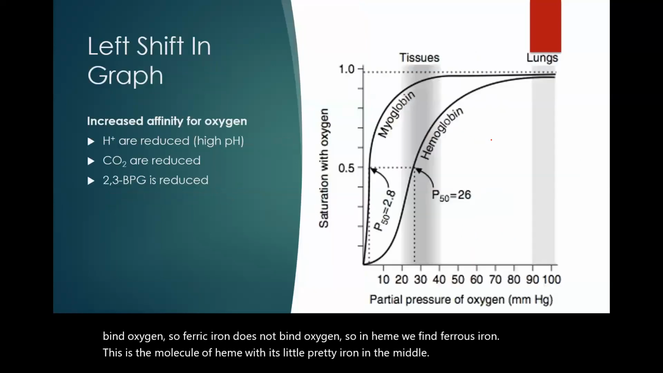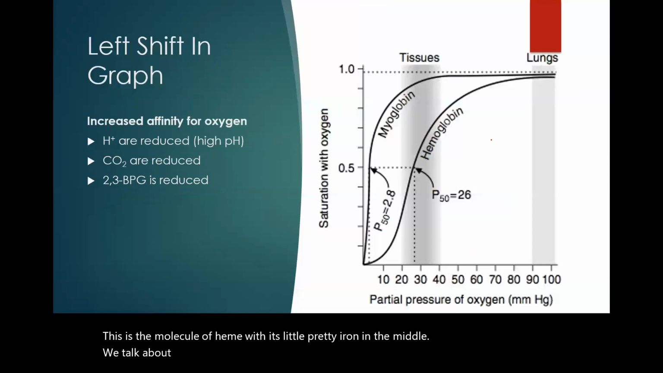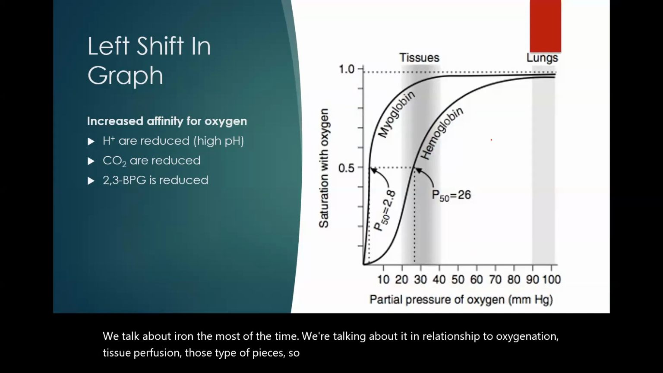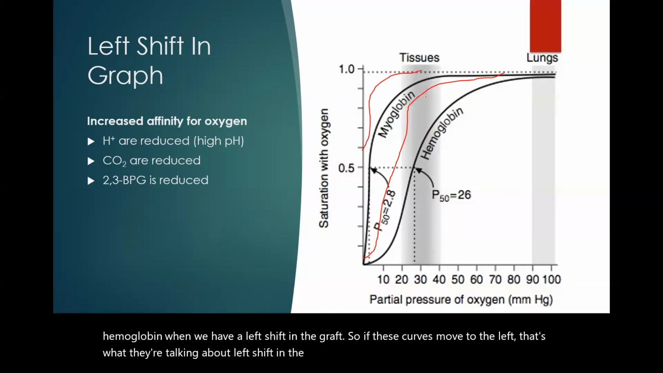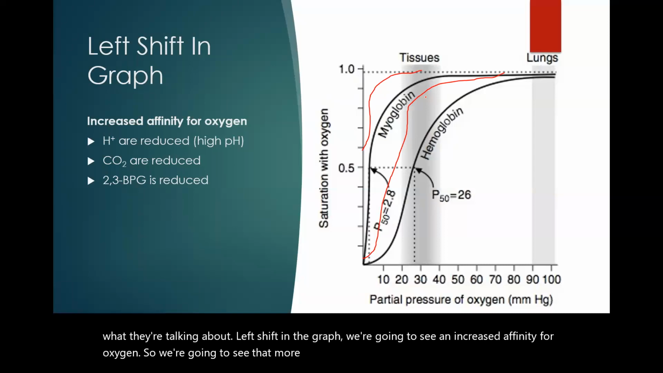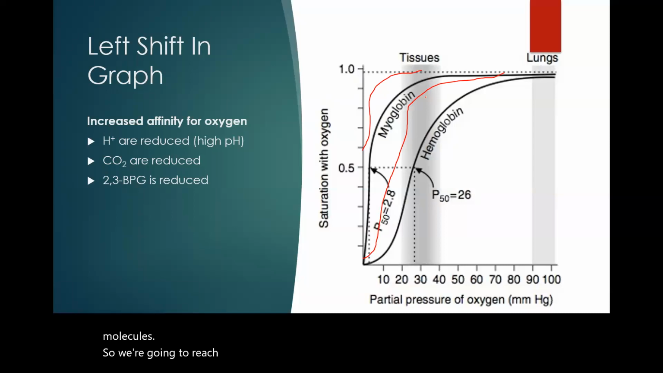When we talk about iron, most of the time we're talking about it in relationship to oxygenation, tissue perfusion, those types of pieces. This is a graph showing myoglobin and hemoglobin. When we have a left shift in the graph, so if these curves move to the left, we're going to see an increased affinity for oxygen. More oxygen is going to be able to bind to these molecules, so we're going to reach maximum oxygen saturation quicker. That's what this graph is showing.